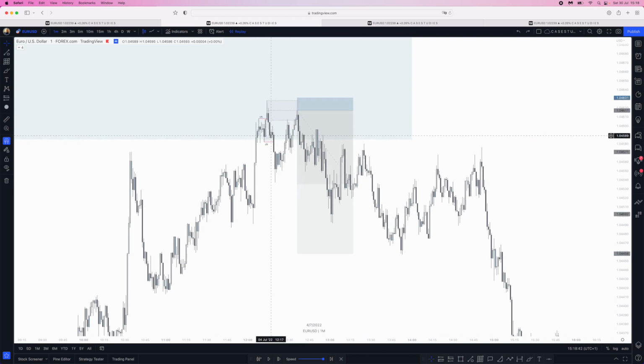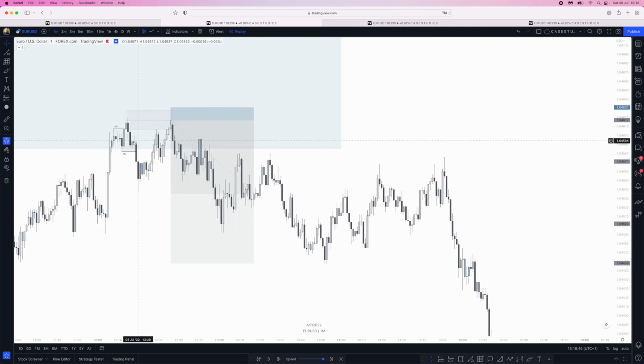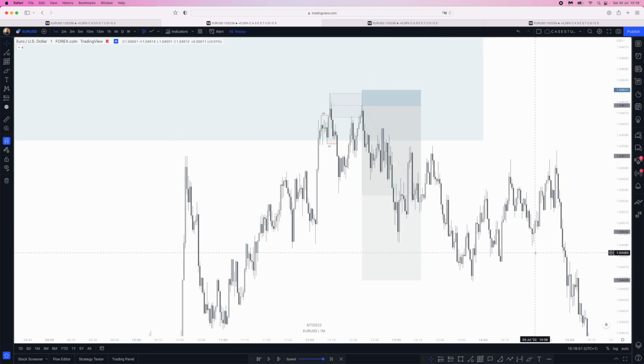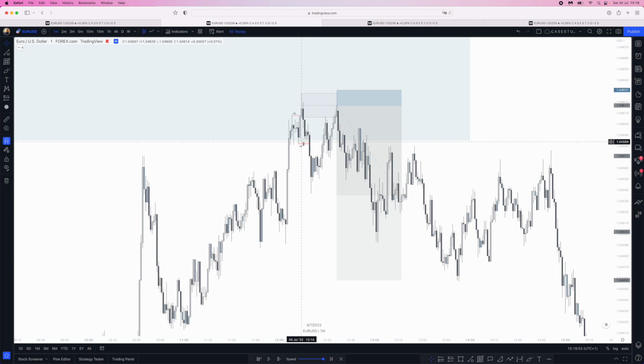So that's entry model type 2 if you like, but you've entered at the extreme. You've got the interaction to demand and the demand failure, but the main thing here is you haven't had a sweep of any highs on the reaction. So like I said, some people will look to get a sweep, and if they get a sweep, they'll enter on the reaction and on the flip. But some people will just enter on the extreme.